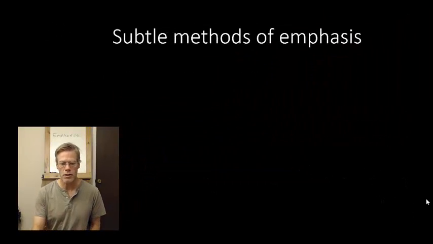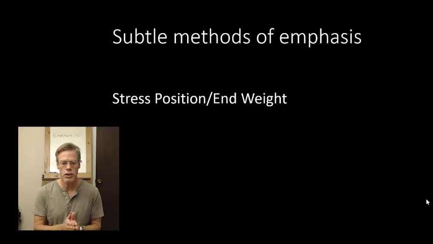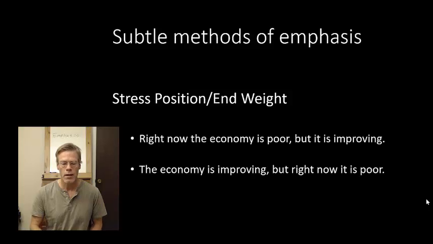Continuing on with the subtle methods of emphasis, we're going to focus on the one I think is most important, which is the stress position or end weight. So I want you to think about these two sentences, which have the same information in them, but how that information is conveyed is different. The first one reads, "Right now the economy is poor, but it is improving." The second one reads, "The economy is improving, but right now it is poor."